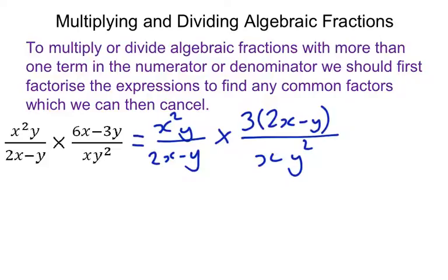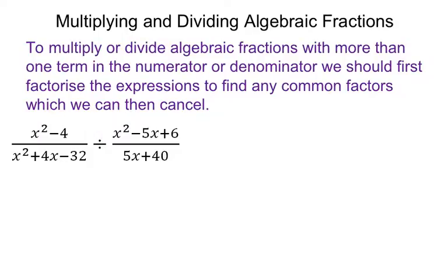Now we're going to cancel what we can cancel. First of all, we have a 2x minus y on the bottom and a 2x minus y in brackets up on the top. We have an x squared on the top and an x on the bottom, so the x can cancel with one of those x squareds. And we have a y on the top that cancels with one of the y's on the bottom. And that gives us a final answer of 3x on the top over y as the denominator.